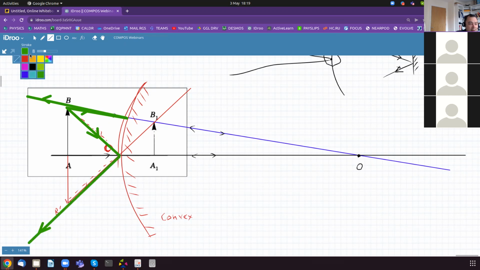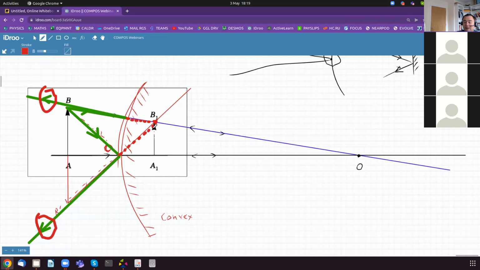So if we focus on these two rays, it looks as if the light is coming from B1. That's why the image of B is B1. And the image is imaginary because light does not actually pass through B1. That's why it's imaginary. Does that make sense, Josh?